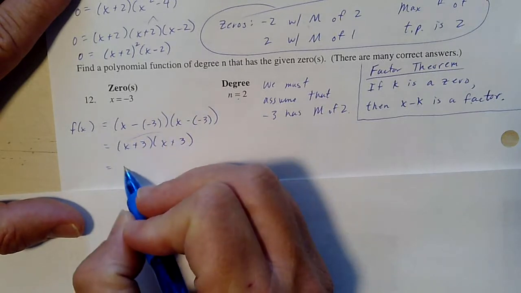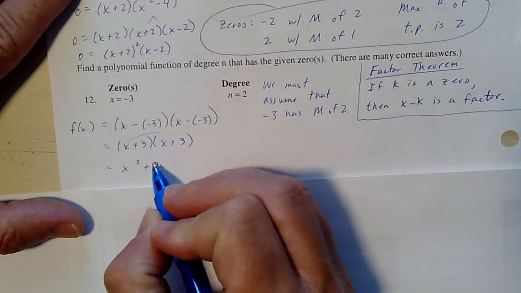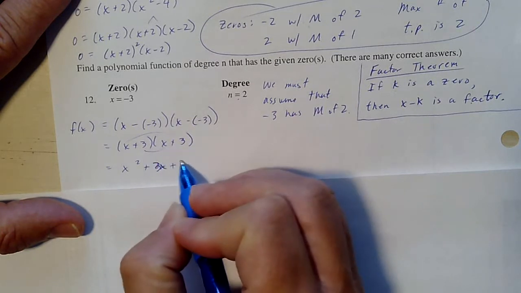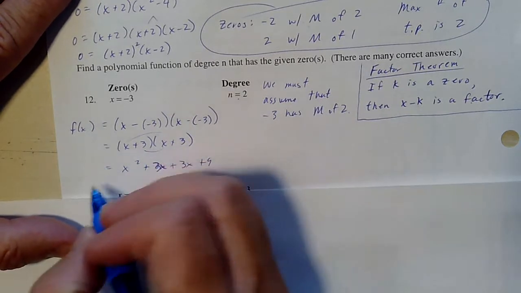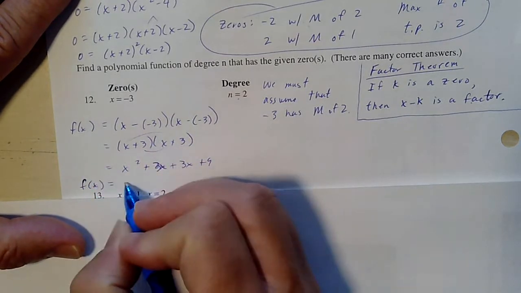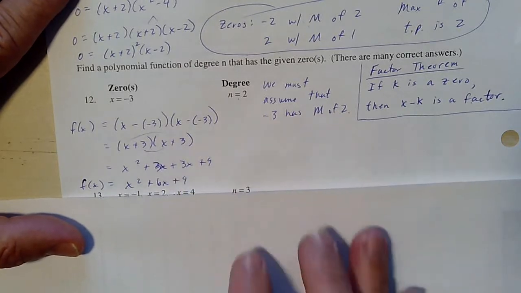Okay, we should be pretty good at these steps. Multiply, first times first, outside: 3x. Inside, we get 3x. In the last two terms, we get 9. So my function is x squared plus 6x plus 9.